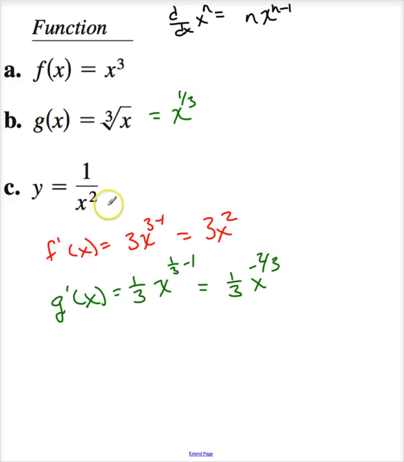Now for the last one, y, I'm going to rewrite this as x to the negative 2. So y prime is equal to negative 2 x to the negative 3. And I'm going to rewrite that this way. I mean, you don't have to.